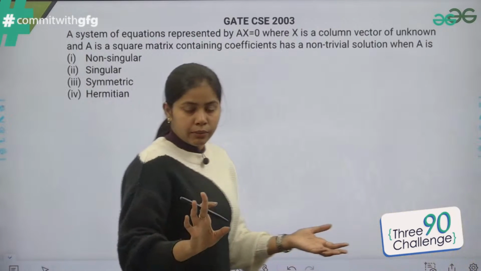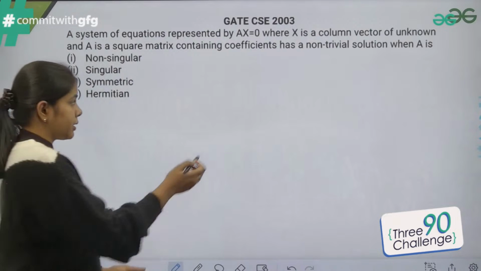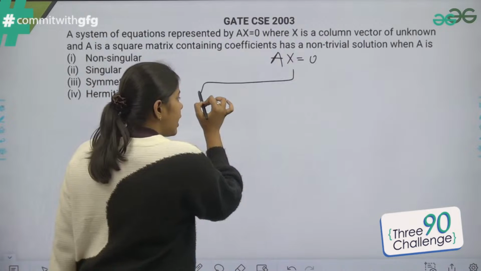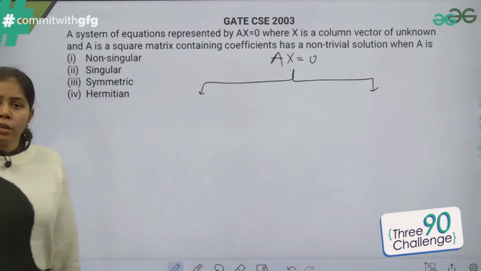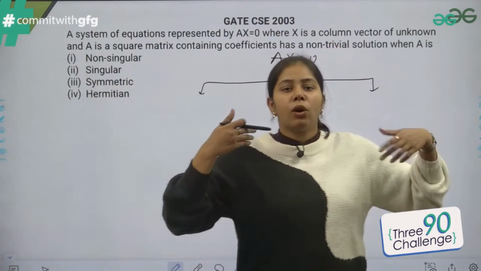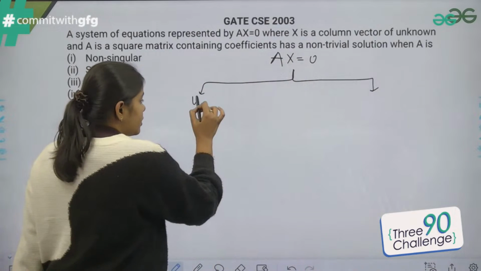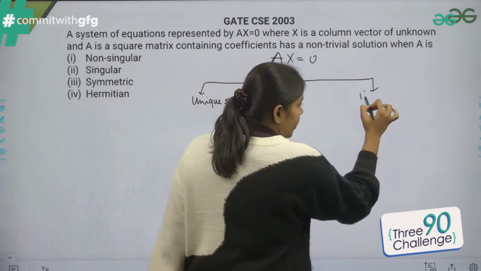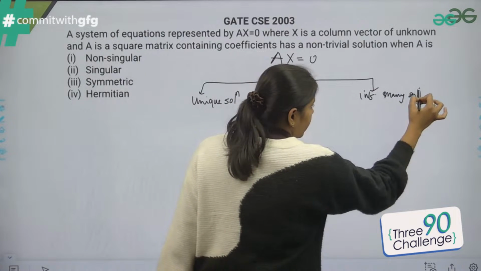Okay, let me tell you. B is the correct answer, but let me tell you the reason. Because AX equals 0, if you remember, this equation has only two kinds of solutions: either a unique solution or infinitely many solutions. When we have 0 on the right hand side, 0 is always a solution. So there is no case of no solution, right? So that means unique solution and infinitely many solutions.